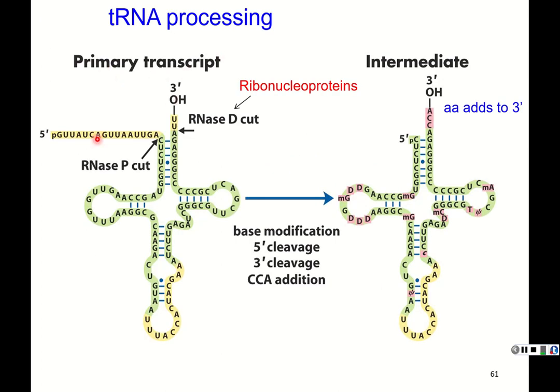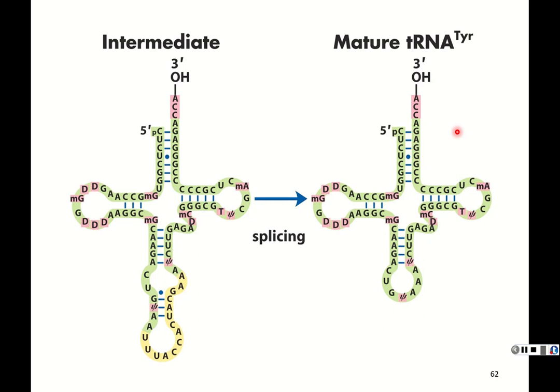So a primary transcript of a tRNA looks something like this, and you get an RNase P cut at the 5' end and an RNase D cut at the 3' end. And these are done by ribonucleoproteins, so enzymes that have both RNA and protein in them. When we make both those cuts, you have a 3' end that you can add a particular amino acid to, right? And so you get that intermediate with a hydroxyl on the 3' end. You can get the mature tRNA with an amino acid added there.